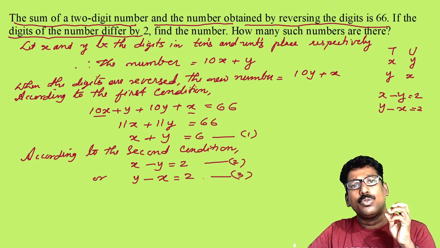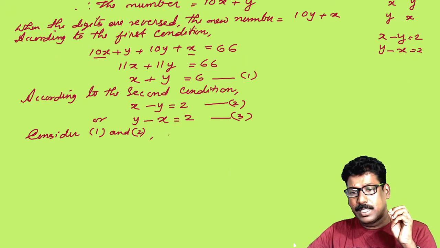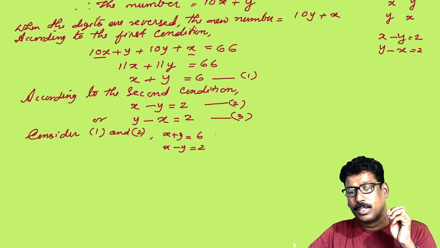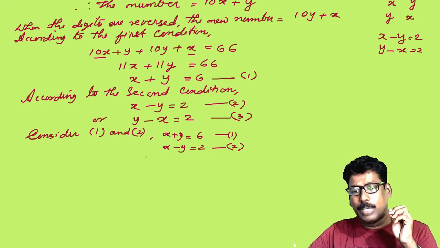Now consider equations first and second. That is x plus y is equal to 6 and x minus y is equal to 2. That is equation 1 and equation 2. Now let me solve these two.